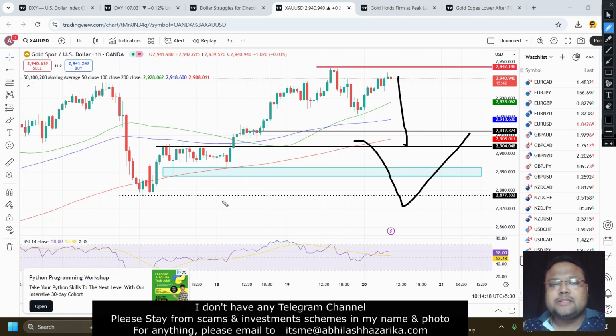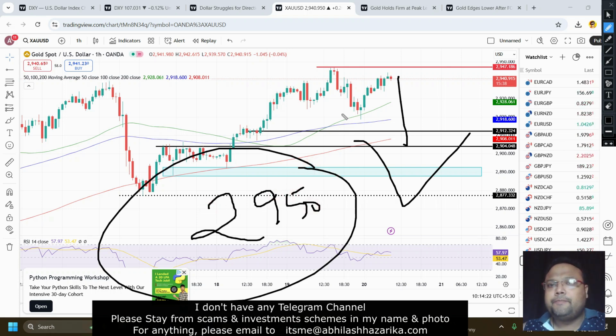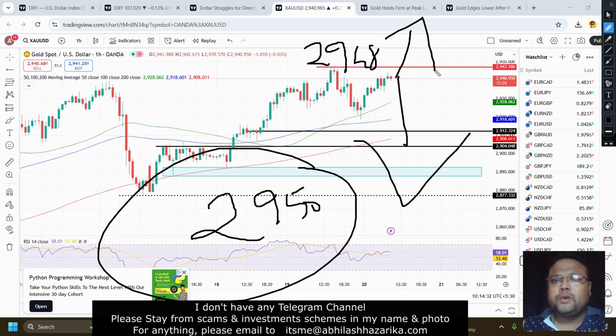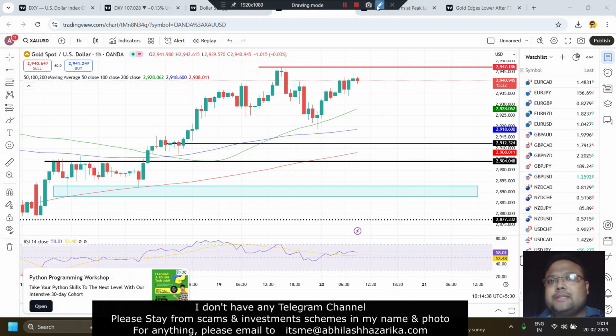If you see a similar scenario, today we can look for a buy above 2950 area. If you want to go for a risky buy, you can go for a buy above 2948 also. But I think it will be better for us to wait till 2950. If you see gold breaks 2950 area with good amount of buying power, a big green candle, then you can look for a buy above it. But the risk remains the same.